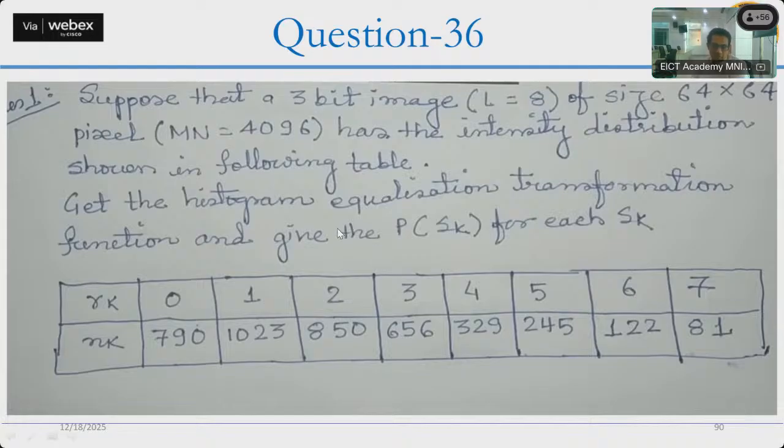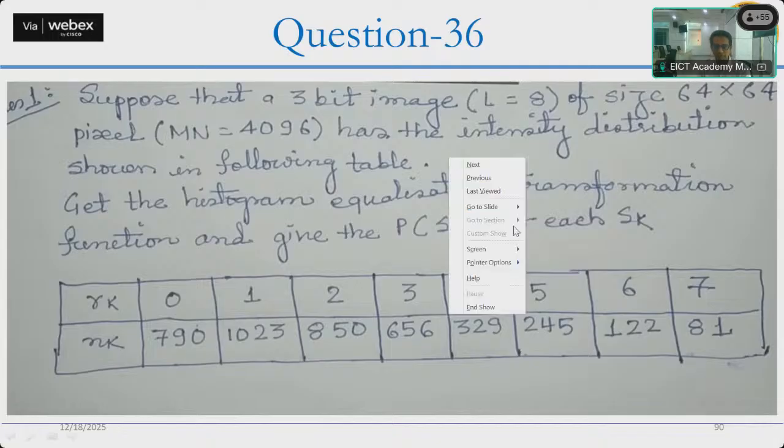Now, see, as you are becoming perfect in stretching, now come to another problem. It is basically equalization. Suppose that a 3-bit image is there of size 64 by 64. We have already discussed that we specify the size of the image by pixels. So 64 rows are there and 64 columns are there. It has the intensity distribution shown in the following table.